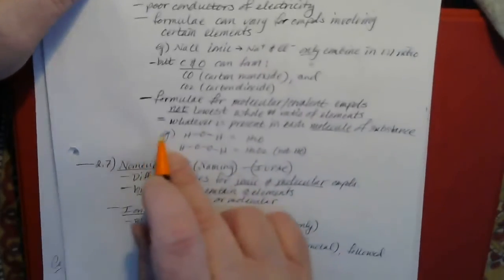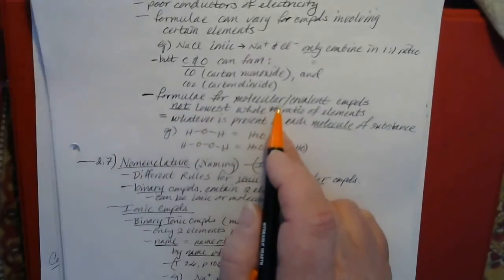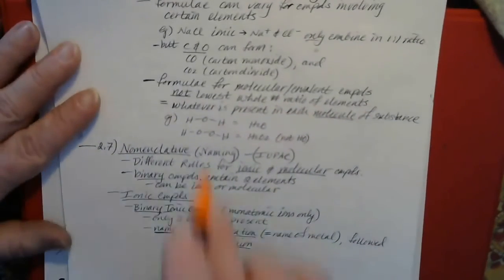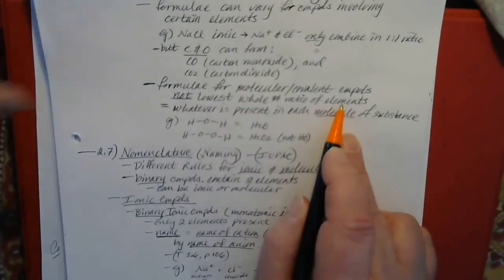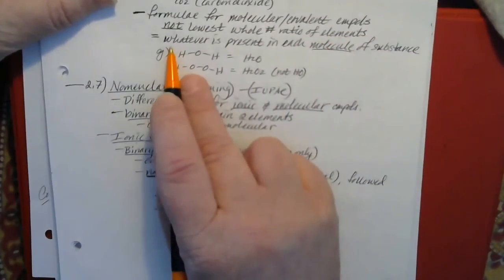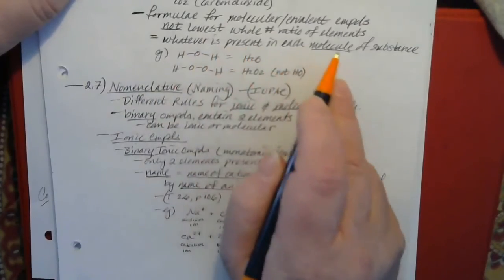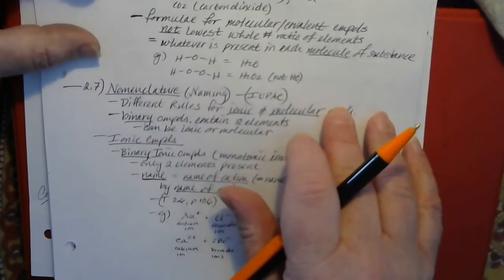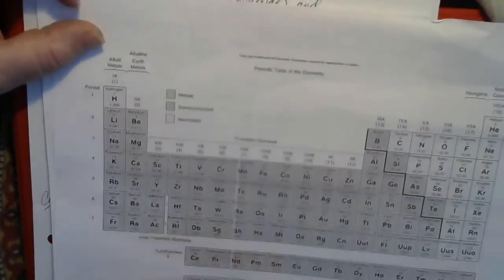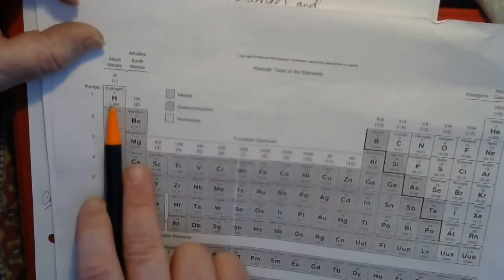The formula for the molecular or covalent compounds is not necessarily the lowest whole number ratio of the elements. Sometimes it is, sometimes it isn't. The formula is whatever is present in each molecule of the substance. So in water, each molecule has one oxygen and two hydrogens, and so the formula is H2O. When writing the formulas for molecular type compounds, we also tend to go left to right on the periodic table. So hydrogen's here, oxygen's here, so the hydrogen comes first, usually.